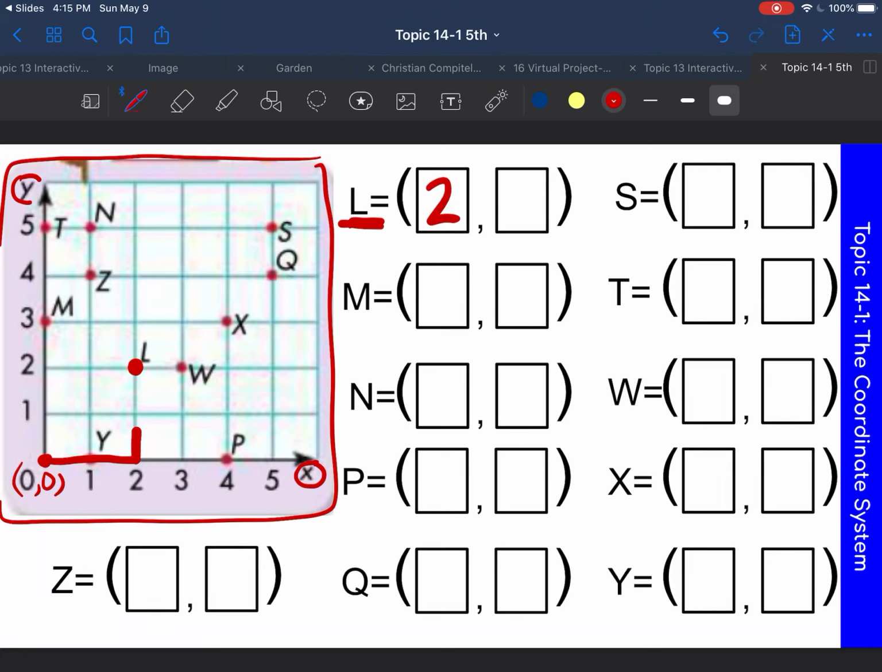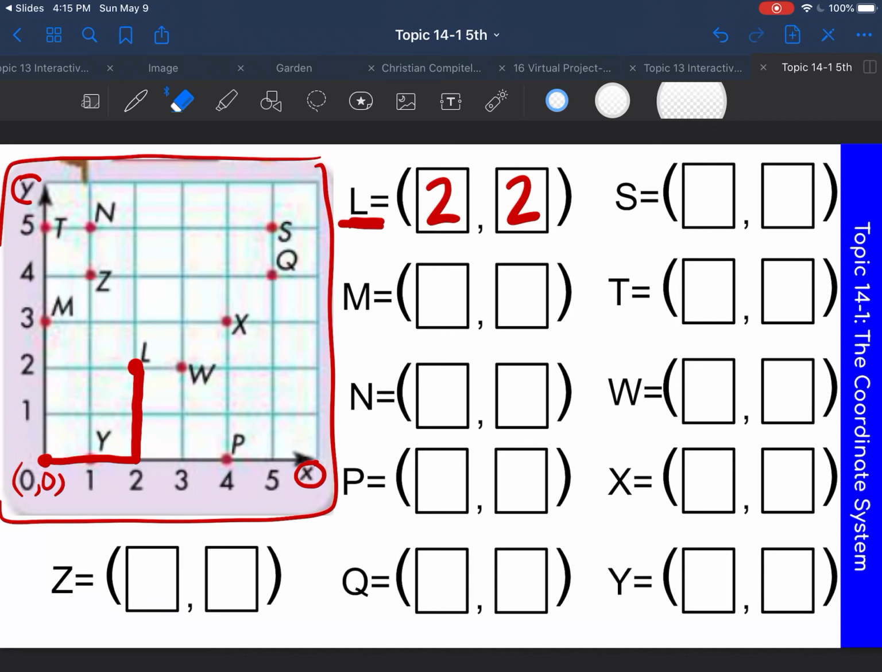And then we go up on the y-axis until we get to L. So what ordered pair, what point are we at on the y-axis? We're on 2 as well. So the ordered pair of L is 2, 2.